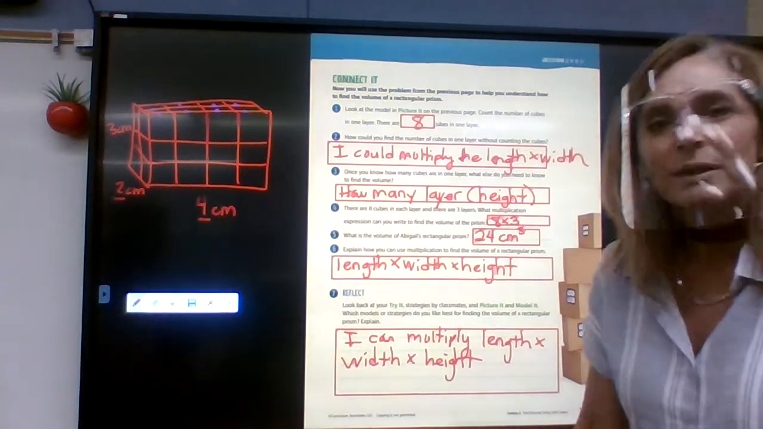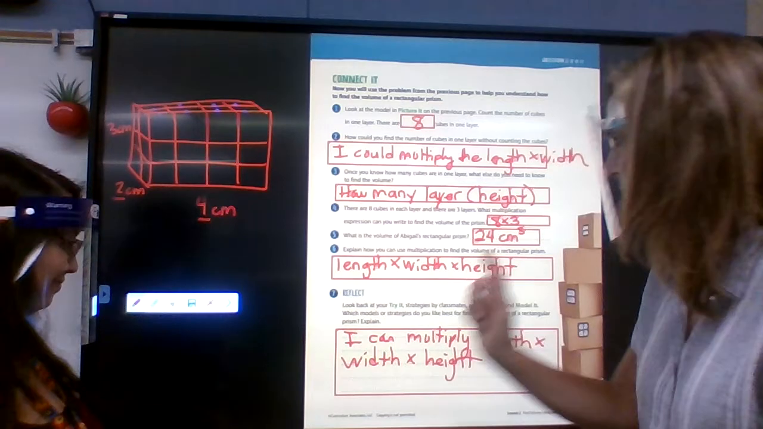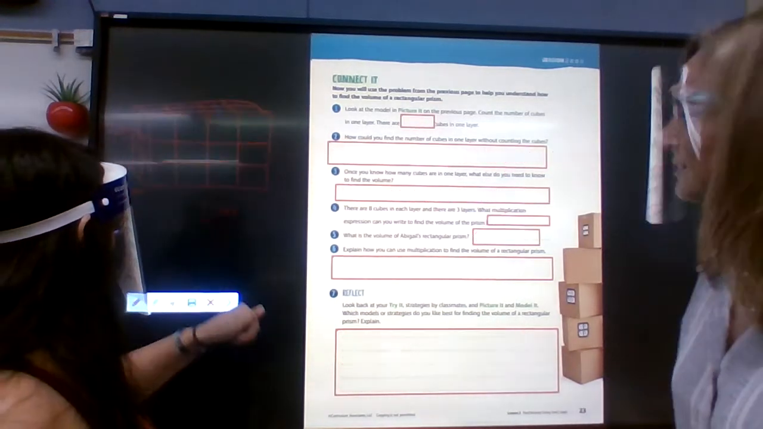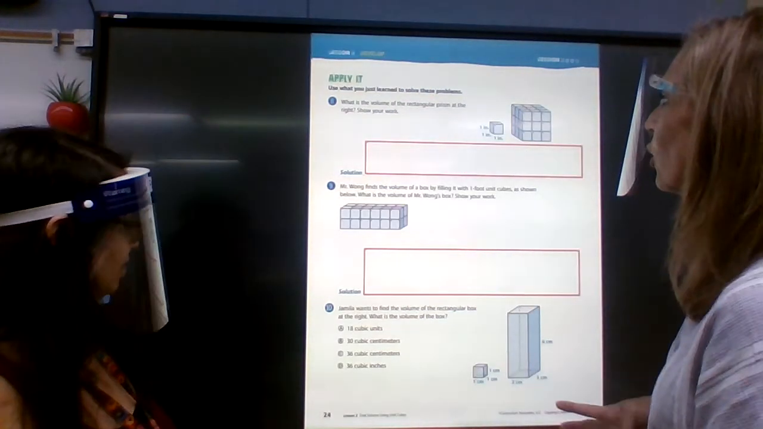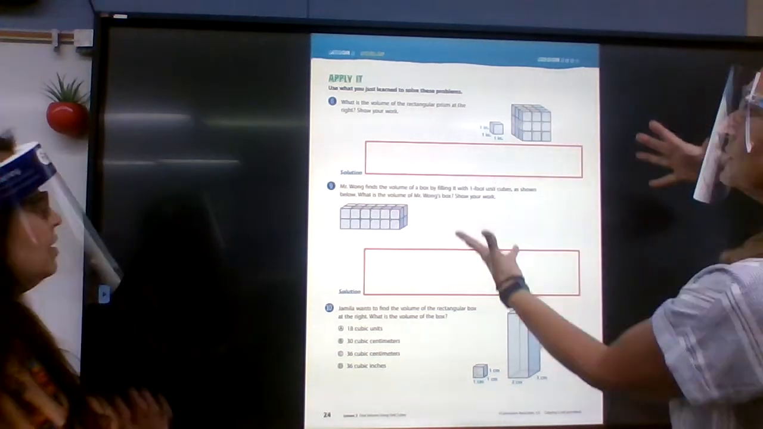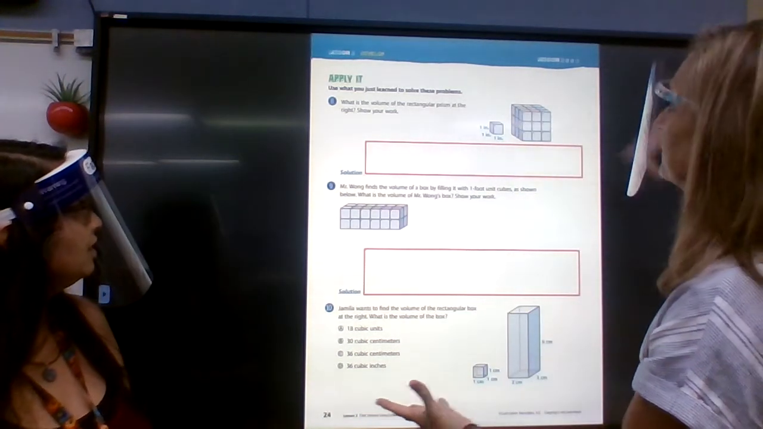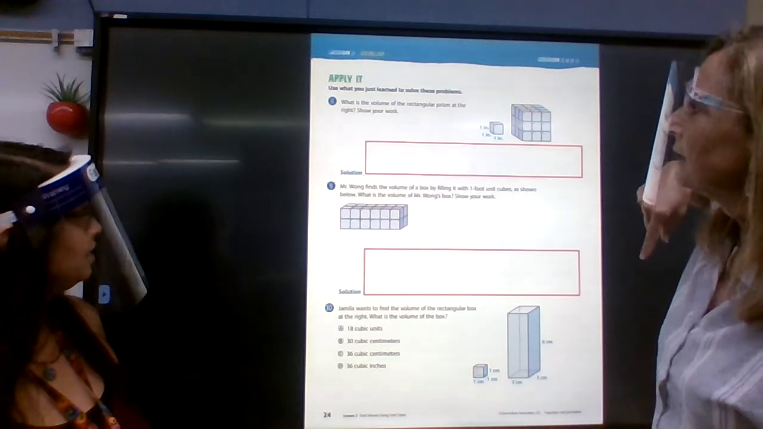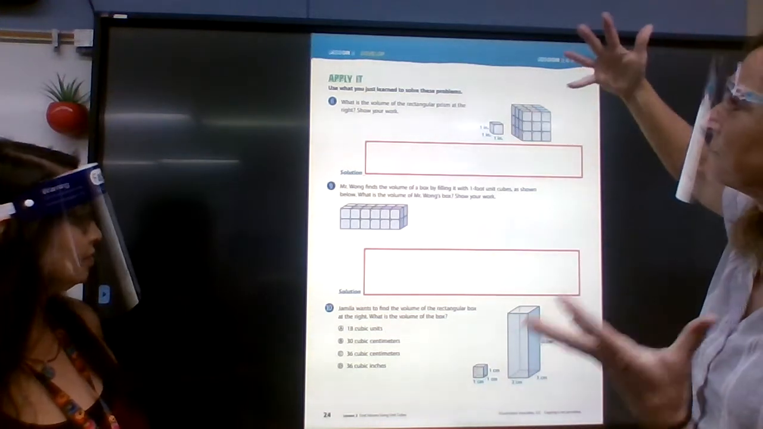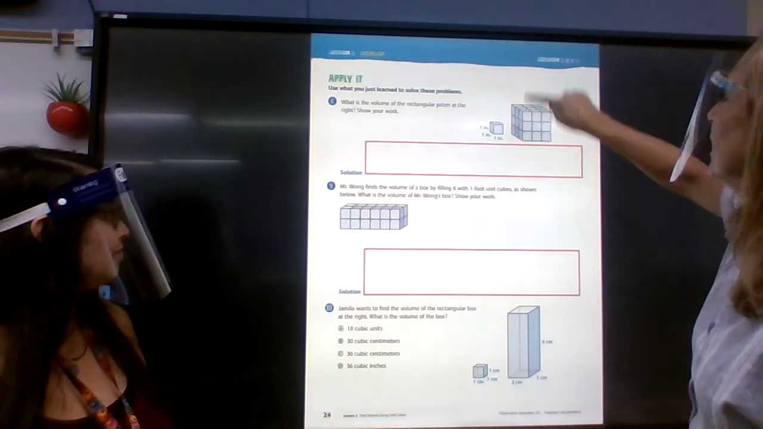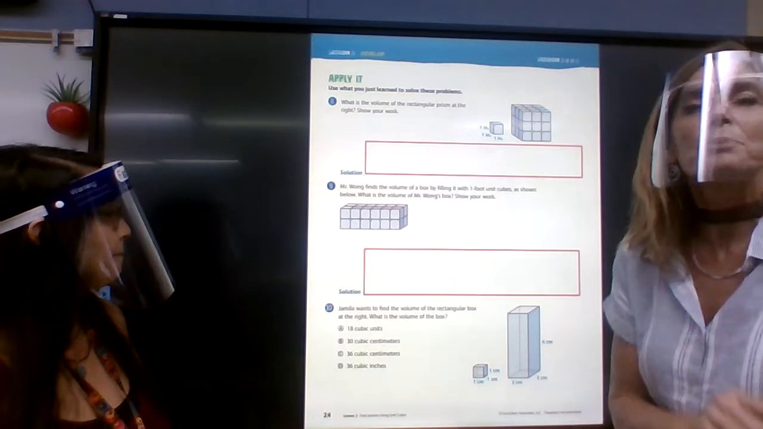Nice. So that's one way that we can reflect on that problem. All right, so now let's move on. Let's take a look at page 24. There it is. We have a new rectangular prism. It's 1 inch by 1 inch by 1 inch. And it wants us to know, what is the volume of that rectangular prism?